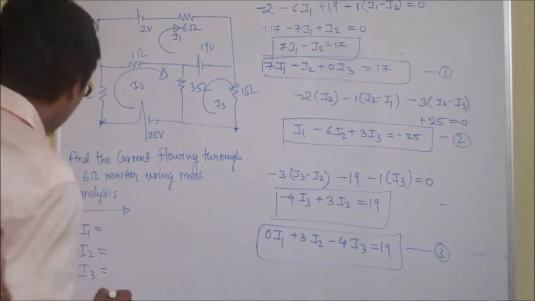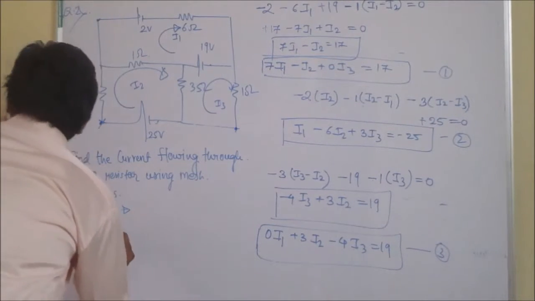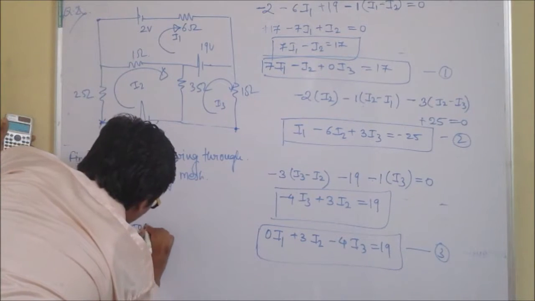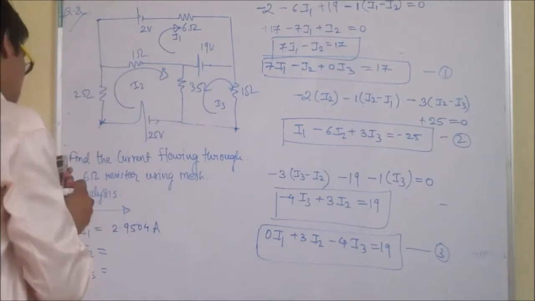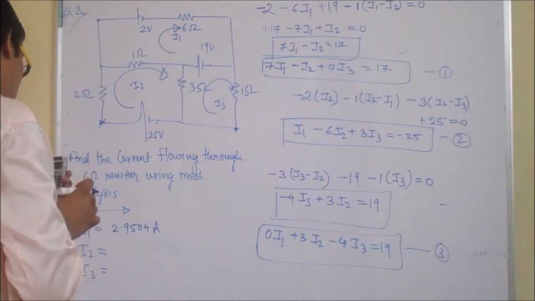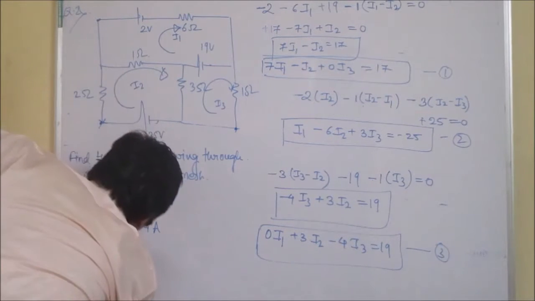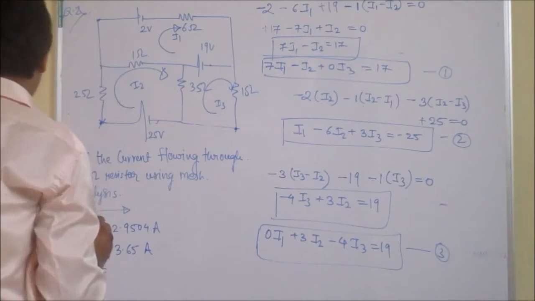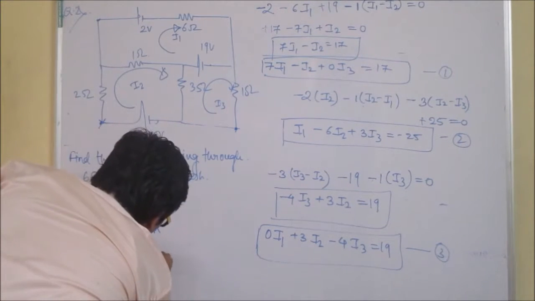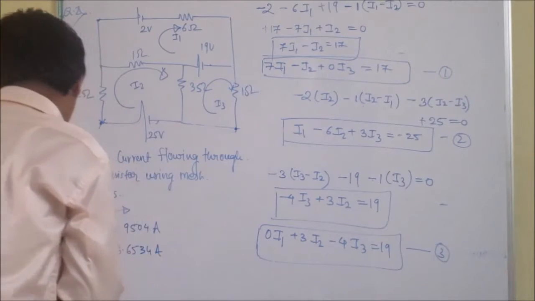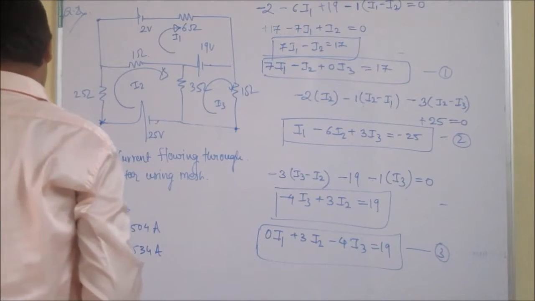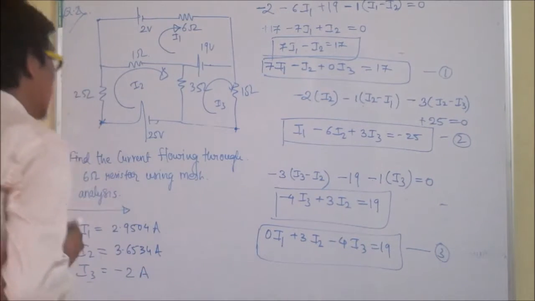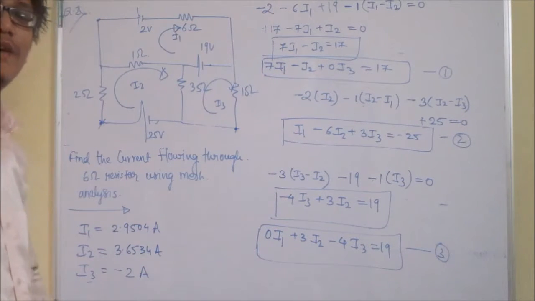The value of I1 is 2.9504 amperes. The value of I2 is 3.65 amperes, 6534 amperes. The value of I3 is -2. So these are the values of I1, I2 and I3.